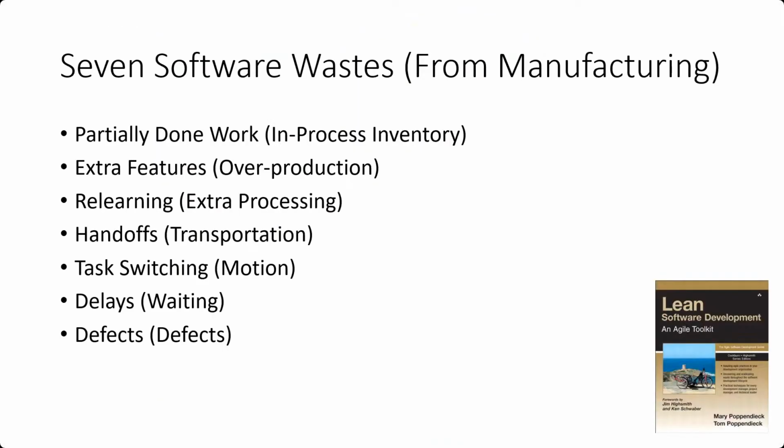There are 7 wastes defined in lean manufacturing circles, and we are going to look at what the software equivalent of each of those might be. So we're going to start with these 7 wastes, and these come from the Poppendieck book, Lean Software Development: An Agile Toolkit, which I actually have a copy of right here. It is an excellent book, and again, gives you many, many more tools than what we're going to talk about today.